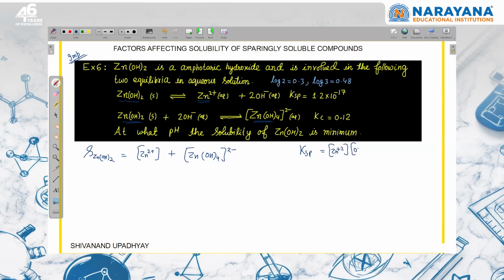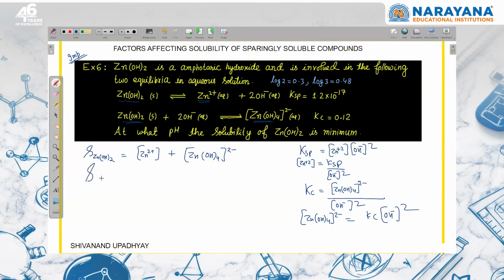Now we know that the solubility product of zinc hydroxide can be written as concentration of Zn2+ ion into concentration of OH- ion whole square. So from here I can write that the concentration of Zn2+ is equal to Ksp divided by OH- ion concentration whole square. And for this reaction, I can say that the equilibrium constant Kc for the reaction is equal to the concentration of this complex anion [Zn(OH)4]2- ion upon concentration of OH- ion whole square. So from here I can write that the concentration of [Zn(OH)4]2- ion is equal to Kc multiplied by OH- ion concentration whole square. So the net solubility of zinc hydroxide can be written in this form.